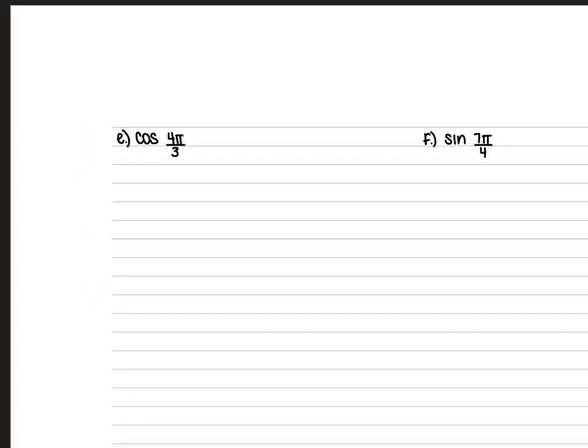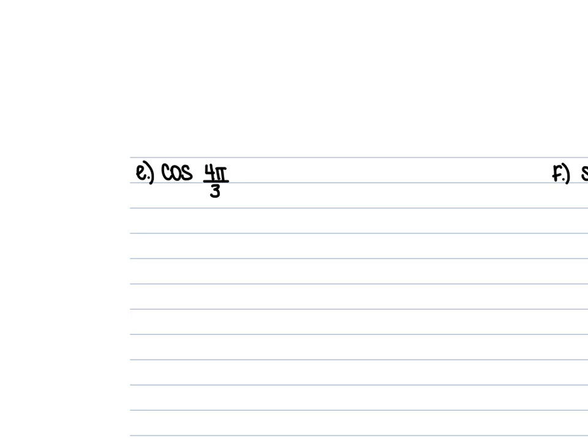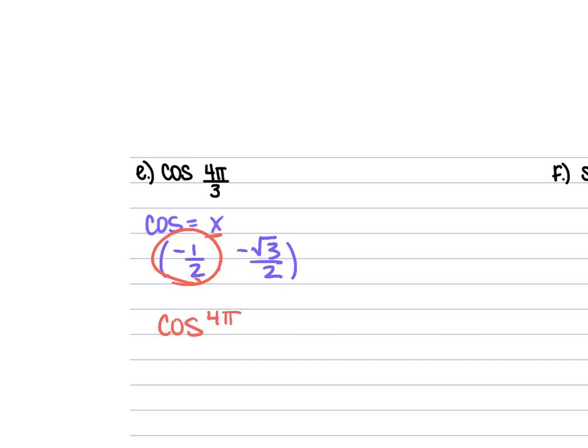For our next one, we have cosine of 4 pi over 3. So first off, cosine is x. For 4 pi over 3, look back at the ordered pair: negative 1/2, comma negative square root 3 over 2. If cosine is our x value, that negative 1/2 is our answer here. So cosine of 4 pi over 3 is equal to negative 1/2.